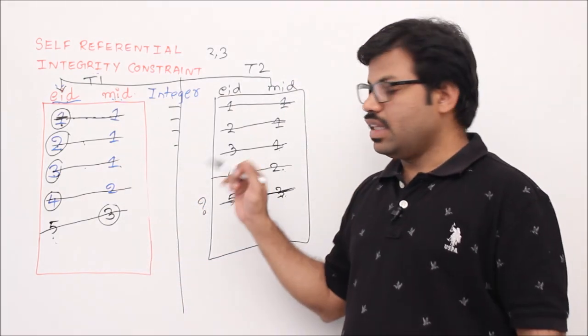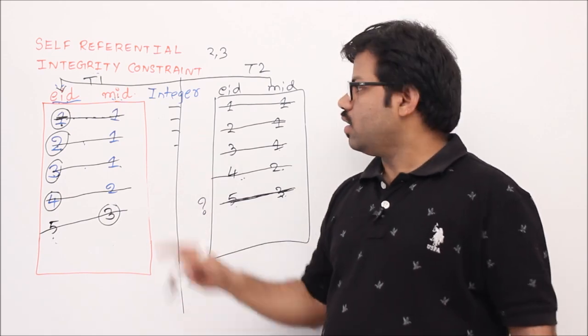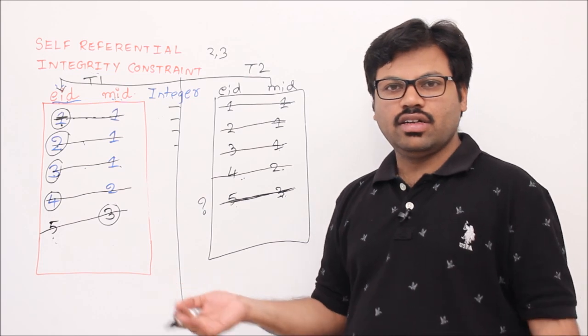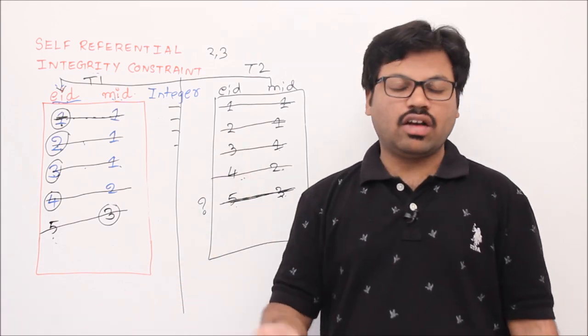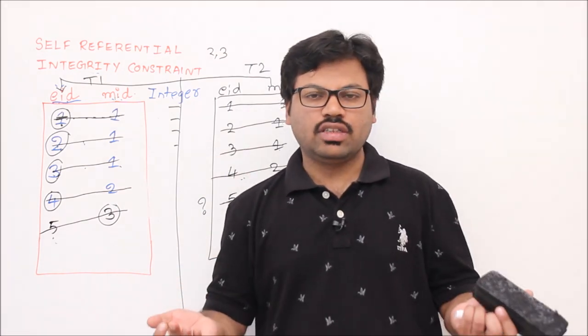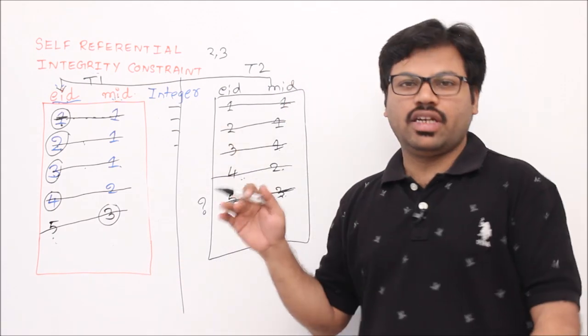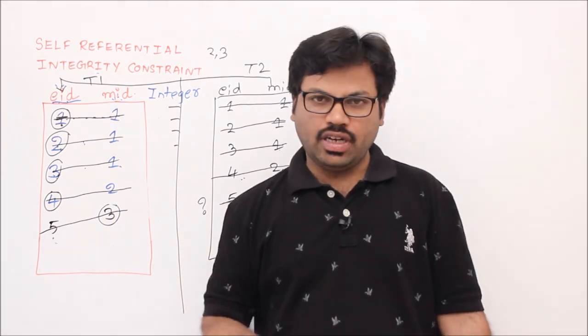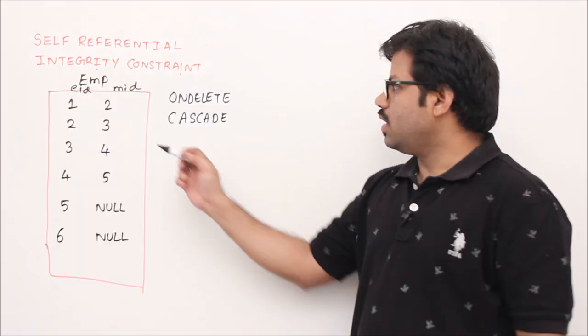So finally, in the GATE exam, they give this kind of thing. They say that there is a table and there is a self-referential integrity constraint, and on delete cascade is used. Then what happens? How many tuples will be deleted? In this problem, 1, 2, 3, 4, 5. Total 5 tuples will be deleted. We'll see one more example.